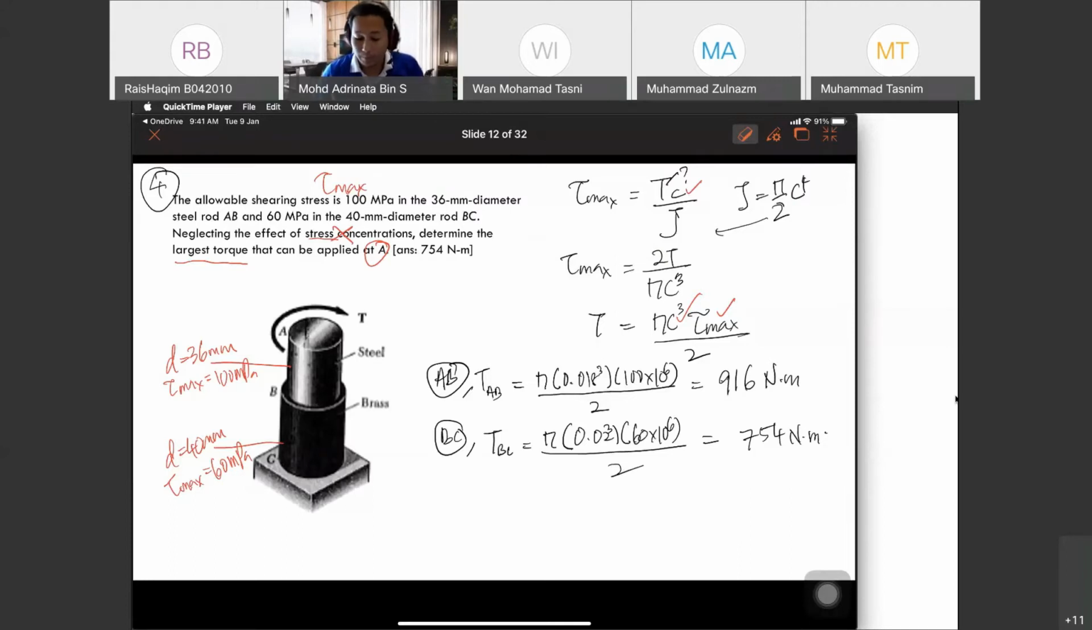So tulis. Right? So from this one, okay, we need to look at the lowest torque. Okay, lowest torque is 754 Newton meter, because we need to consider our allowable stress. So allowable stress for AB and BC is different, steel and brass. So we need to give the lowest torque to the answer. Okay. Number 4.